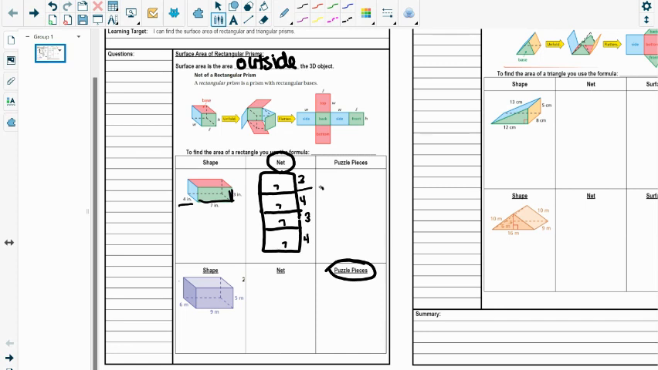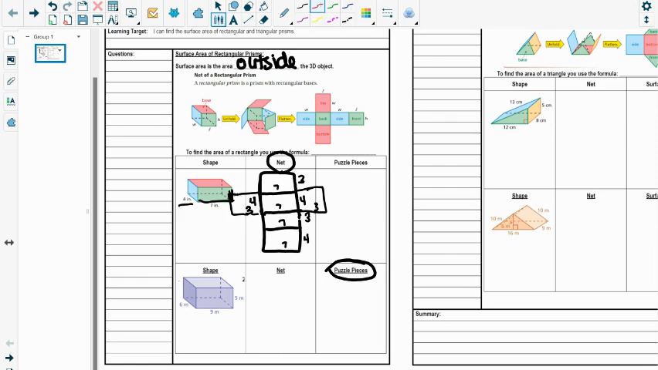Last but not least, we have to make our little side pieces. The height of that side is already 4, so we have to figure out what the base is, and that is 3. Copy paste that over to this side. So we've got 4 going up, 3 going across.